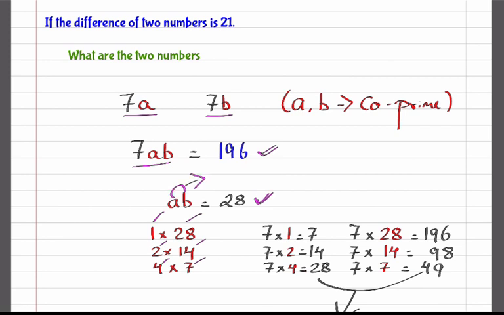They have to be what? Co-prime to each other, which means HCF has to be 1. They are not co-prime, so this is gone. So I am left with this and this case. Now one number is what? 7 into A. Other number is what? 7 into B. So I write it here.